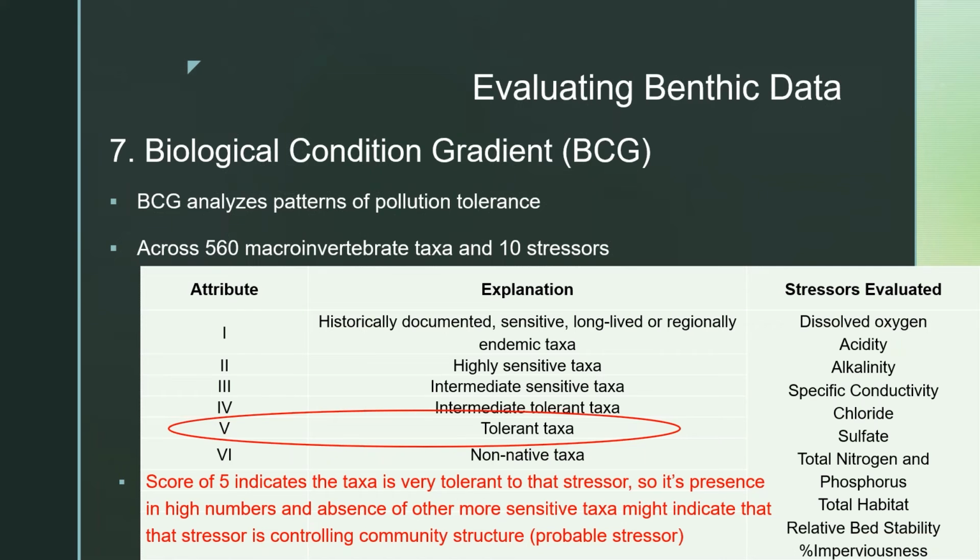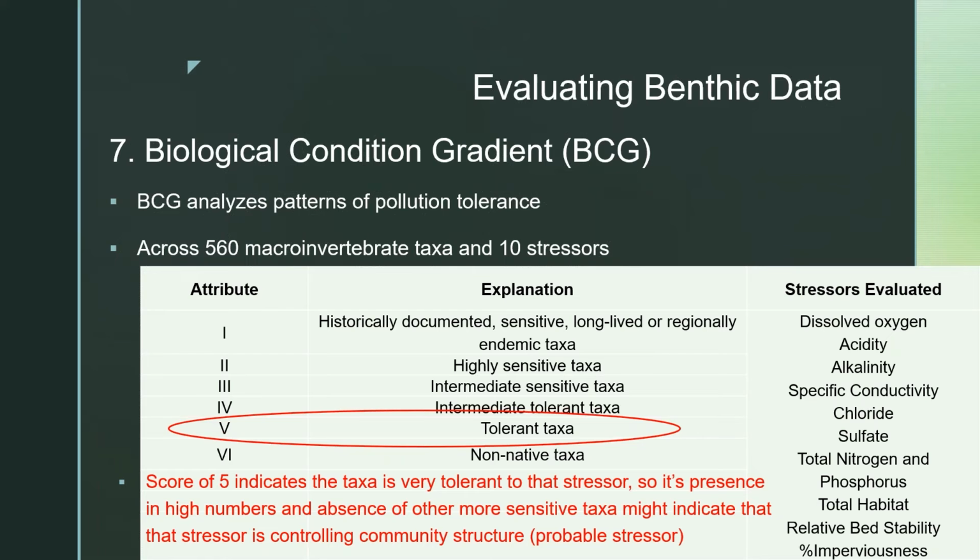Another piece of information that's just been recently available to us is the biological condition gradient data. I think it was some of our biologists at DEQ as well as others maybe in other states. I'm not sure exactly how it was developed.